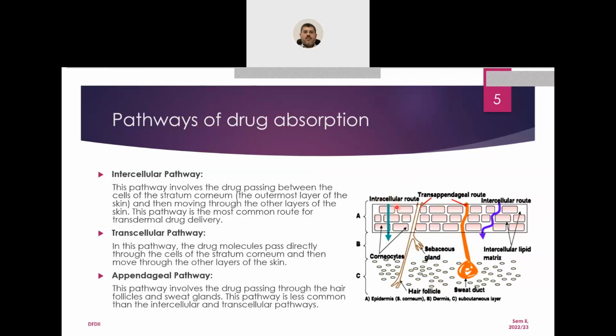Okay, so how is the drug going to pass through these layers? Usually it will pass by one of three routes. Okay, one, two, we have three routes for passage of drugs. They pass by this or this or this or all of them. Okay, usually the net effect is passing by these three routes. So the first one is intercellular. It means it will pass between the cells. Intercellular means it will cross in the spaces between the cells of the skin layers.